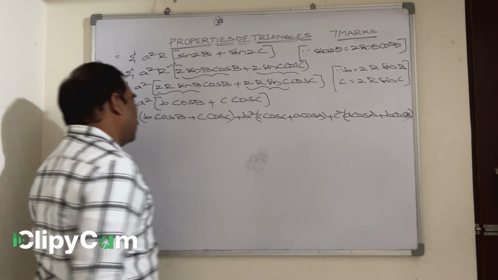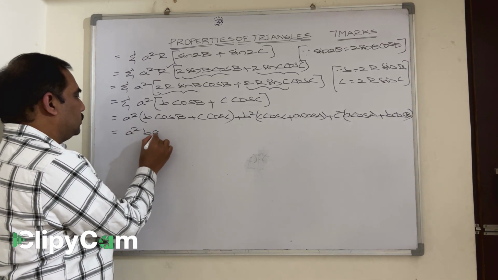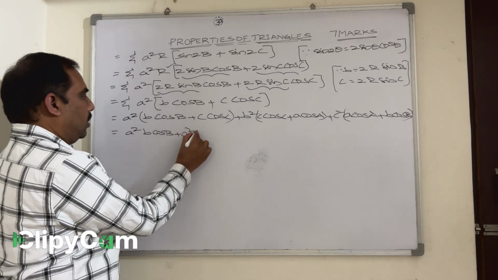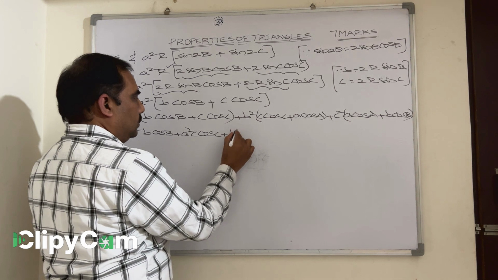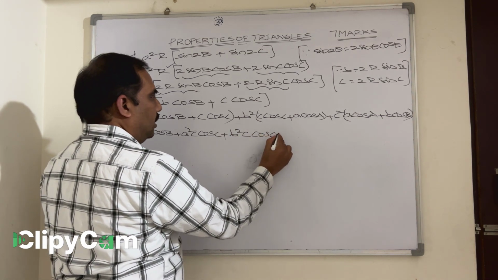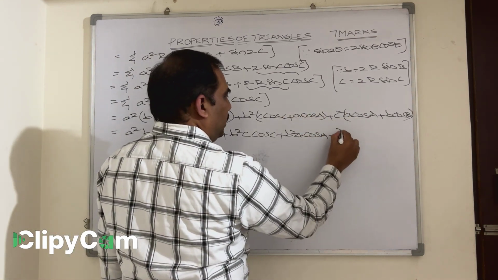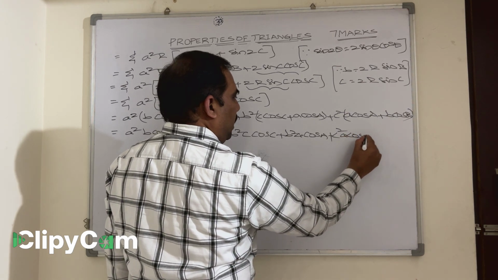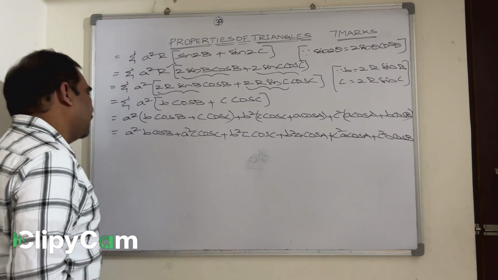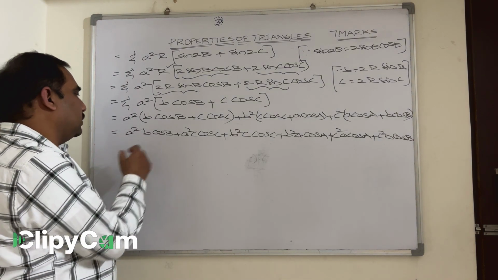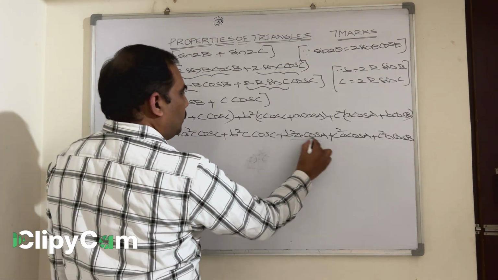See, observe carefully. Now if you multiply these two terms with a square, then we get a square b cos B plus a square c cos C, plus, again if you multiply these two terms with b square, that is b square c cos C plus b square a cos A. Plus again if you multiply these two terms with c square, we get c square a cos A plus c square b cos B. See, observe here, the first term is a square b cos B, and here we have b square a cos A.